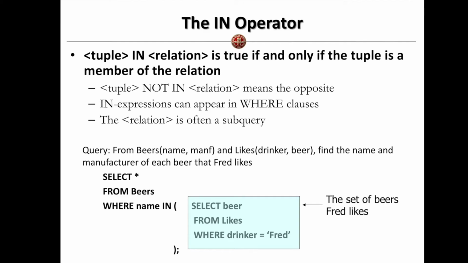We can do this question in a hierarchical way. What we can do is find the beers for Fred, and then further find both the name and the manufacturer information of these beers. Okay, so this is about the in operator.